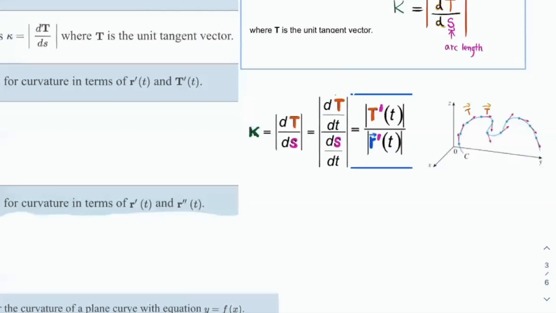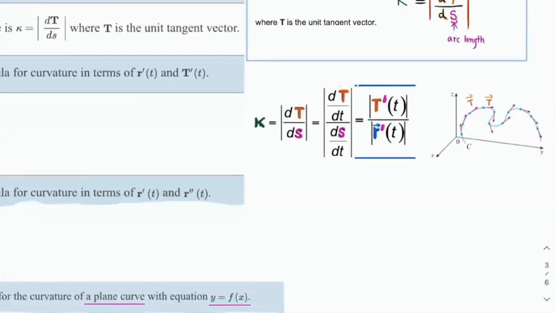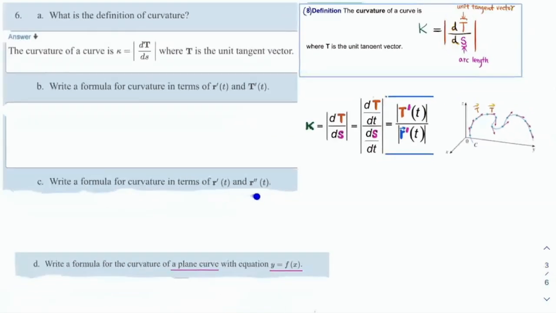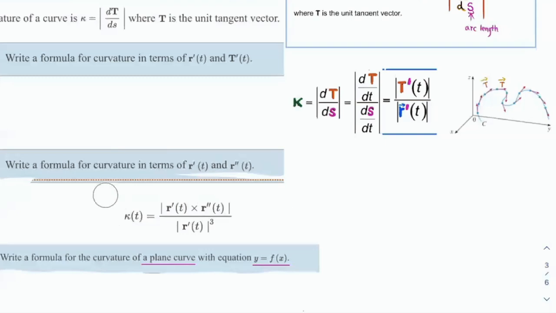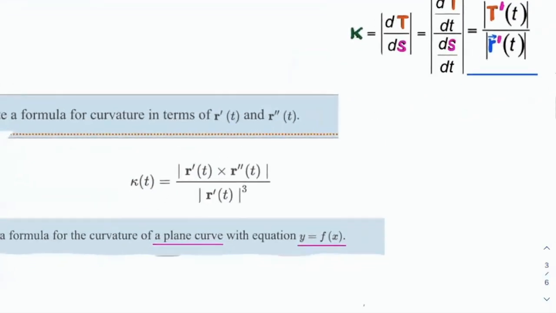Remember, we have three formulas for curvature. So this is one of them. Another one is in terms of r prime and r double prime. Do you guys remember that formula? Let me just refresh your memory. It's right here. Curvature equals the magnitude of the cross product of r prime and r double prime, divided by the third power of the magnitude of r prime.